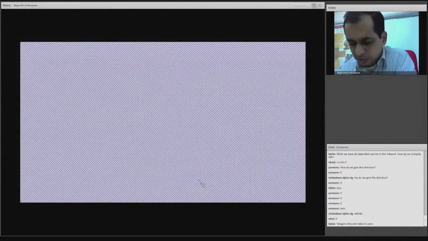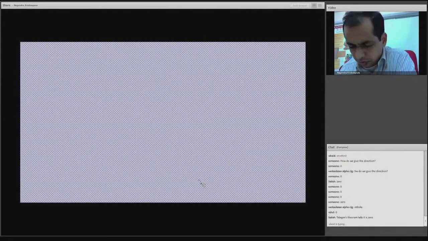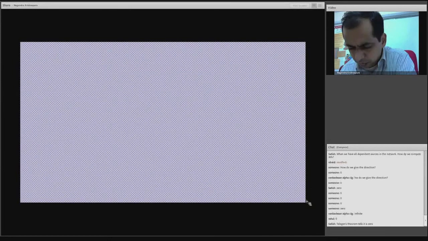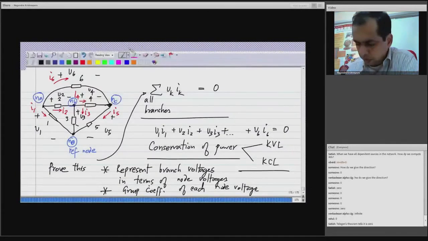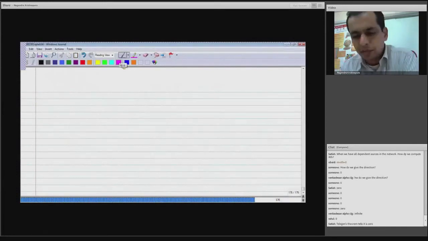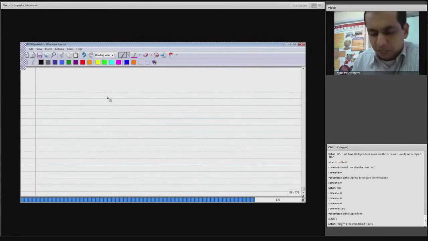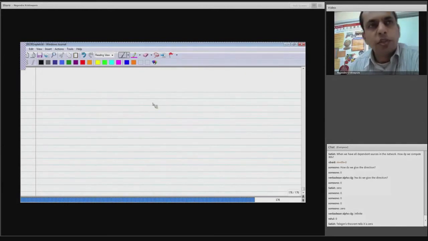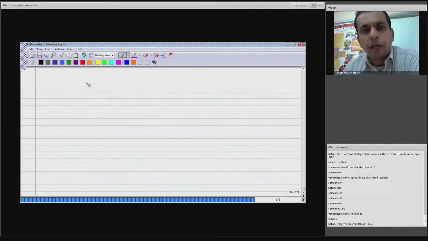But there were a few questions regarding the Thevenin equivalent circuit. The first one is, what do we do when we have dependent sources? Now, dependent sources you handle in exactly the same way as we did with resistors. With resistors, what we did was to use the resistor formula to calculate the resistance.